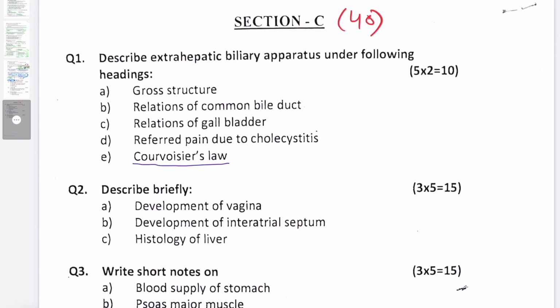Courvoisier's law states that if there is a dilatation of the gallbladder, then it's due to an extra biliary cause, meaning there is some mechanical pressure, or any such cause which is compressing or obstructing the flow of bile from outside, like carcinoma head of pancreas. So that means the dilatation or the turgidity of the gallbladder is not through intrinsic causes; the gallstones within the gallbladder are not a cause for the dilatation of the gallbladder.